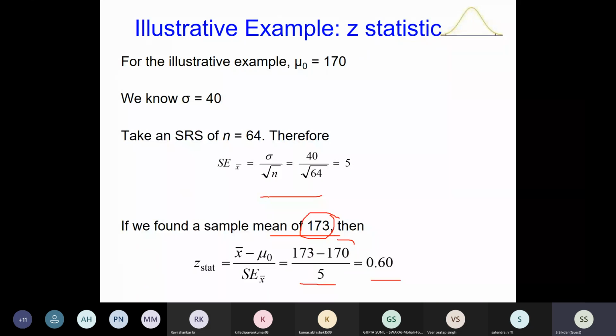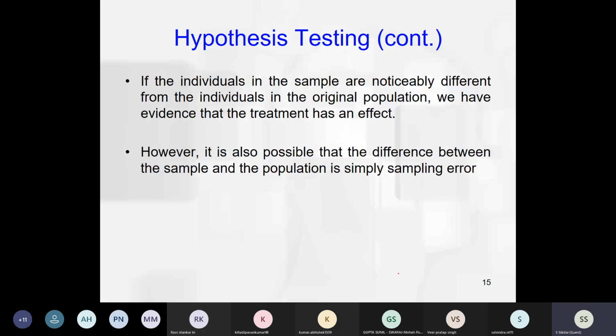So it has been put here how this z value changes, whatever value you calculate here. It is not a hard and fast rule that you have to get exactly that. So here n is taken as 64, and it is calculated, and the z stat value comes out to 0.60.